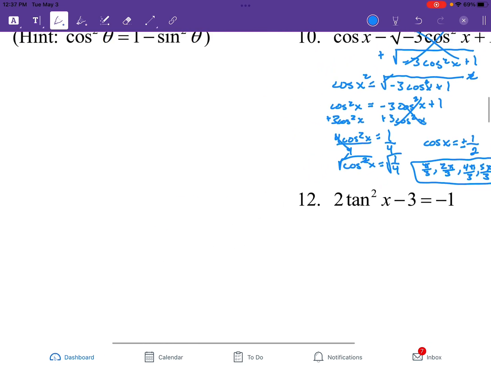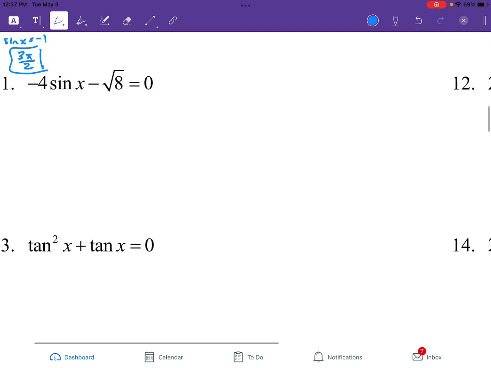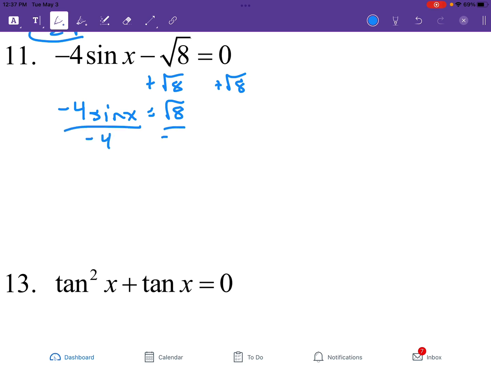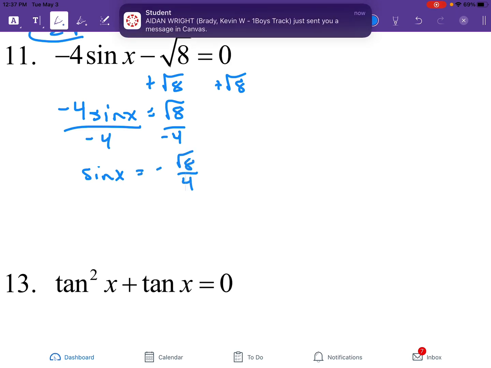All right. Number 11. We're going to add the square root of 8 to both sides. So we have negative 4 sine of x equals the square root of 8. And divide both sides by negative 4. Sine of x is equal to negative root 8 over 4.